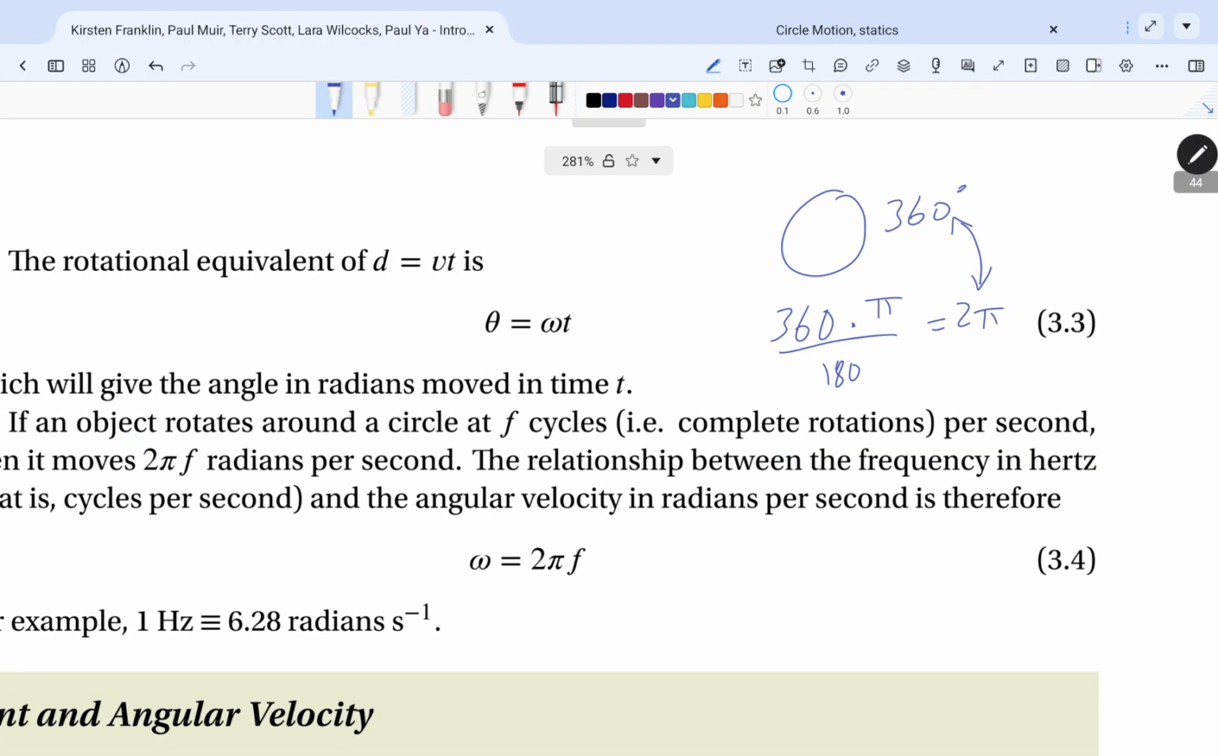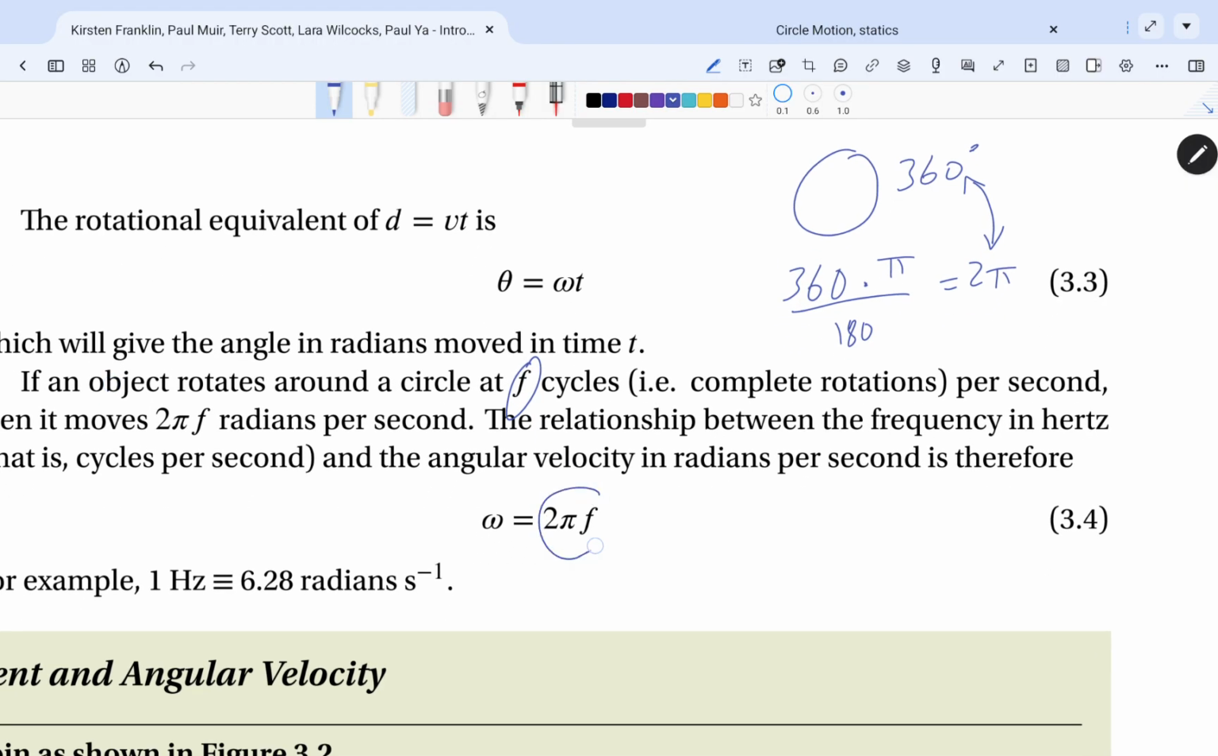So if we're looking at the rate at which we move around a circle, we call that f. Well, our speed in terms of radians is 2 pi f. How about our speed in terms of degrees? It would be W equals 360 f, right? Same thing.